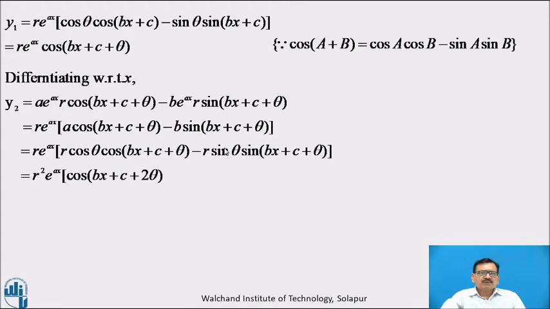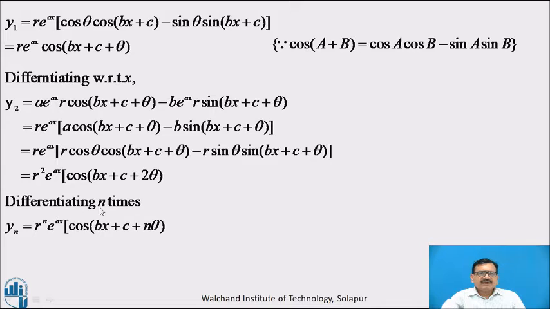And again substituting the values of a and b as r cos theta and r sin theta, we get r into e to the power ax into bracket, putting the value of a as r cos theta into cos(bx plus c plus theta) minus r sin theta, putting the value of b, into sin(bx plus c plus theta). Taking again one more r common, you get r square e raised to ax. Again using the above formula, we can write cos(bx plus c plus 2 theta).